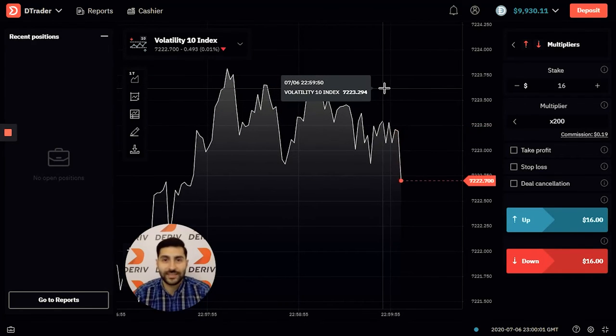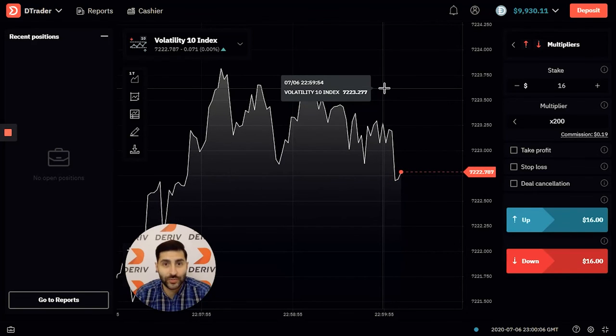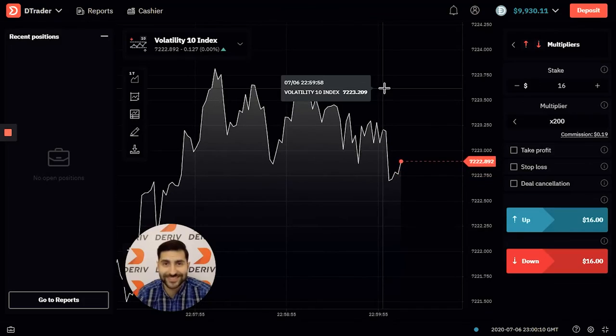Those are all the key features that we have implemented into multipliers. We hope that you will try this product. We hope that you like it, and we hope that you enjoy trading it. Thank you very much.